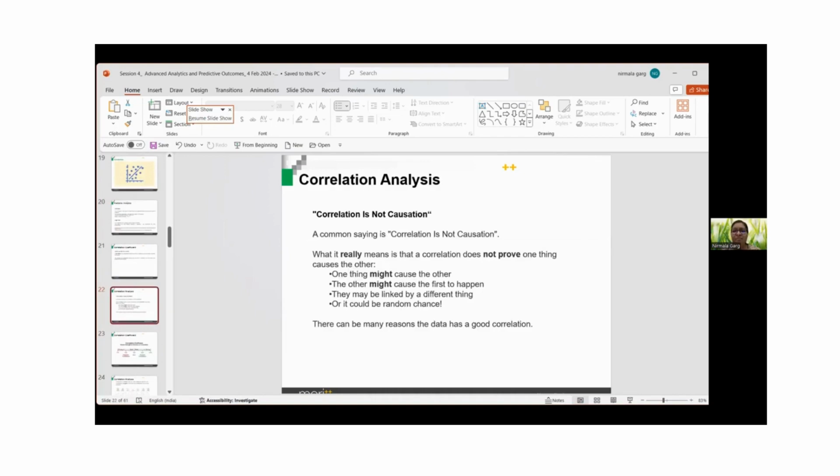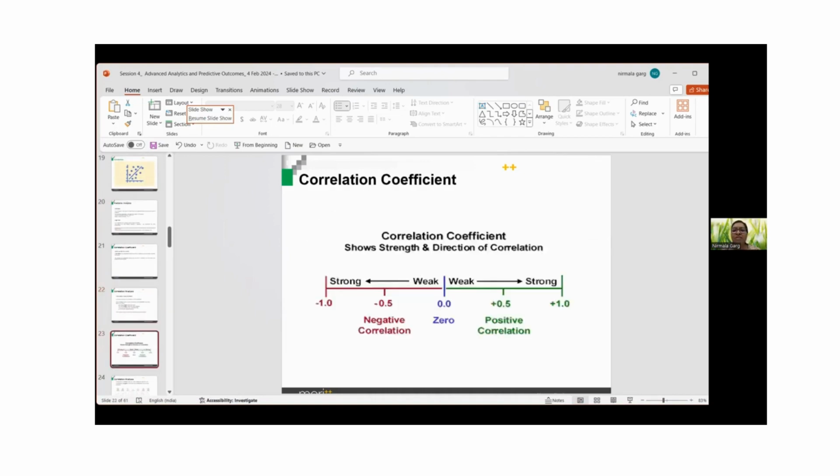What is the measure for correlation? R. And what is the range? It is from -1 to +1. When it is 0, is there any correlation? No correlation. When it is between 0 and 0.5, it is moderate positive. But when it is from 0.5 to +1 or -1, that means it's a strong positive correlation or a strong negative correlation.